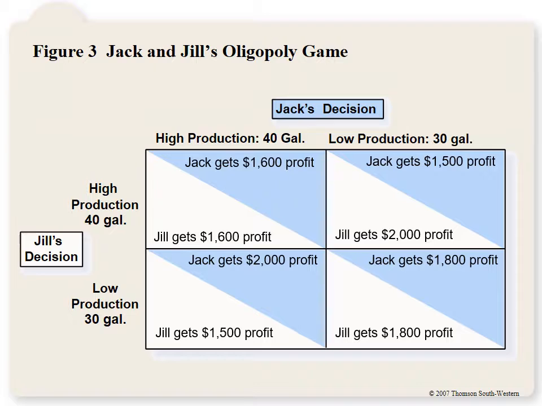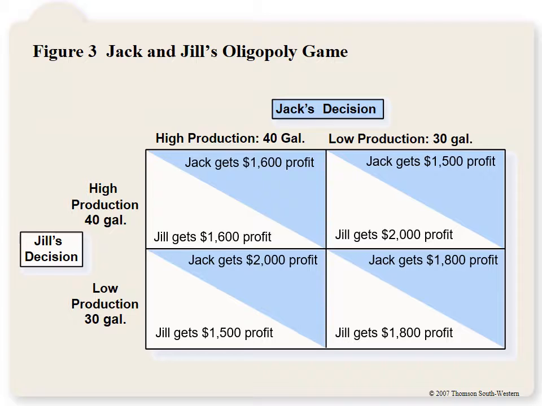Well, if they both have high production, the top left box, together, collectively, they can make $3,200. All right, if they are at a low and a high production, the most that they can get together is $3,500. But if they are to both do low production, they will make a collective amount of $3,600. So clearly that bottom right corner is their best option.